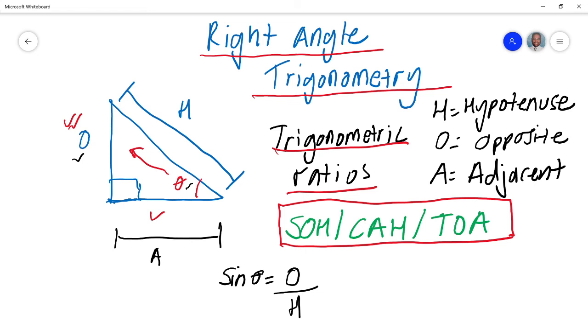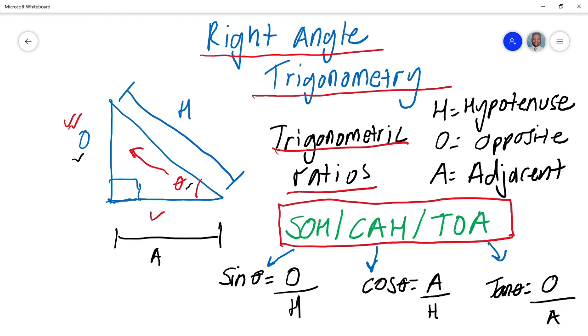I'm just putting this arrow here just to show you what that links to. Now let's look at CA. CA basically means cos. So in other words, the C is cos, and that's adjacent over hypotenuse. And the last one is TOA, where the T stands for tangent. So we call that tan theta is opposite over adjacent. This is a trigonometric ratio that you're going to be using to solve and find angles using your lengths.